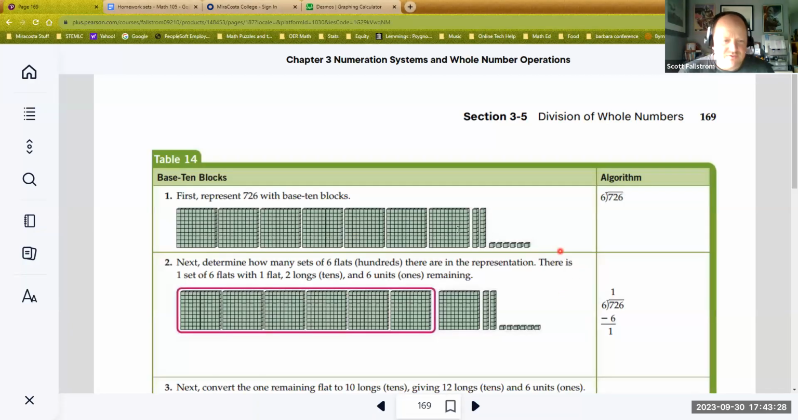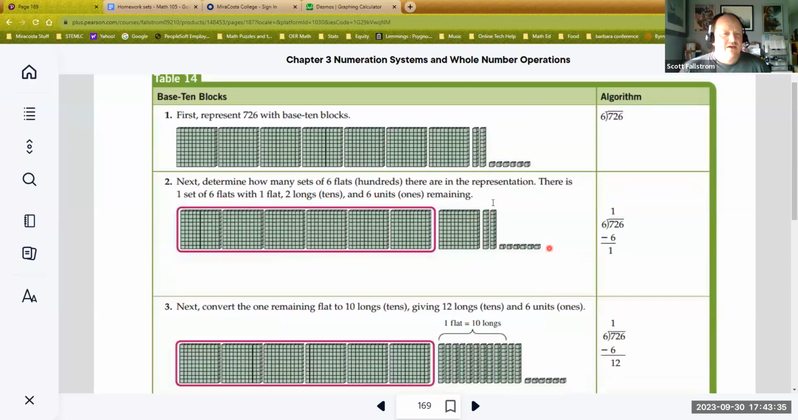So what we're going to do is 6 goes into 726, which would be 726 divided by 6. Okay, so what do we do? Lay out your base 10 blocks. Then make as many groups of 6 with the highest place value possible. Okay. So there is one group of 6 that I can make here. So I put a 1 in the hundreds place because it's one group of 6 pieces. Each piece is 100 units.